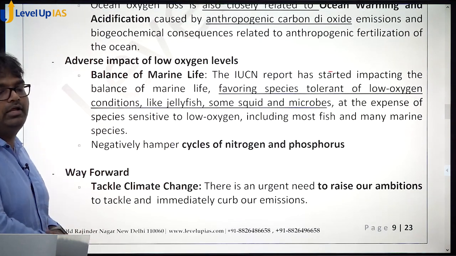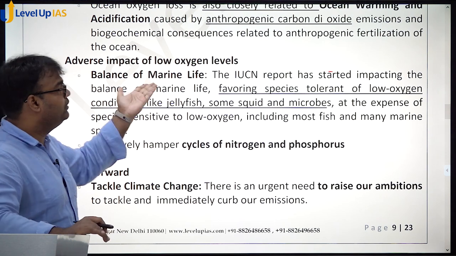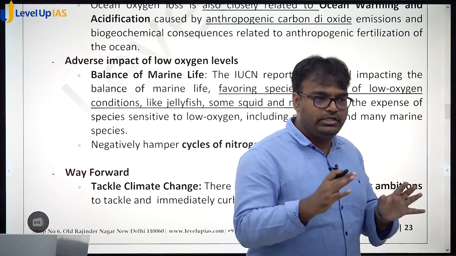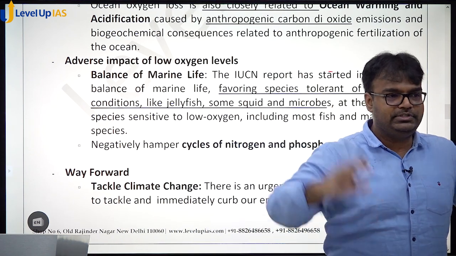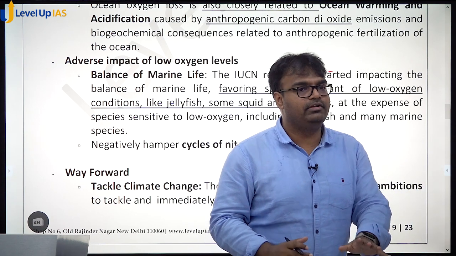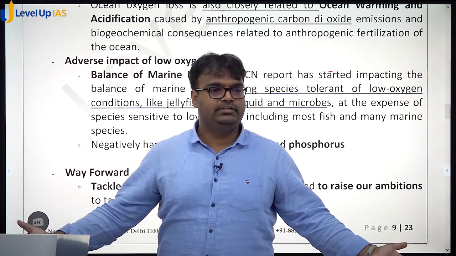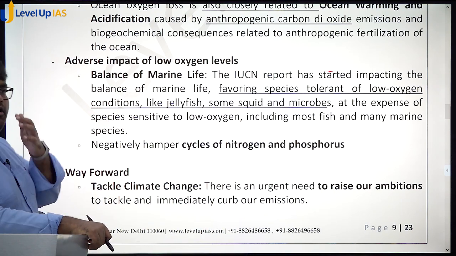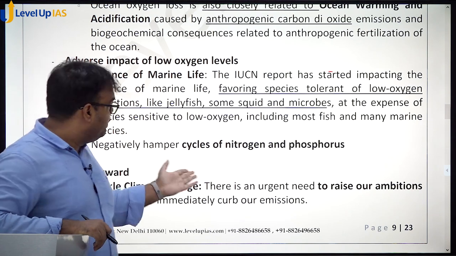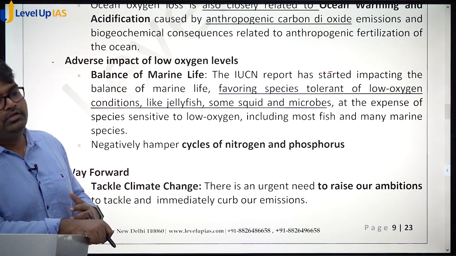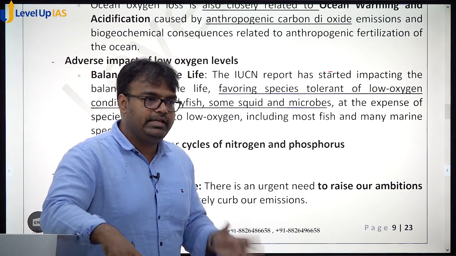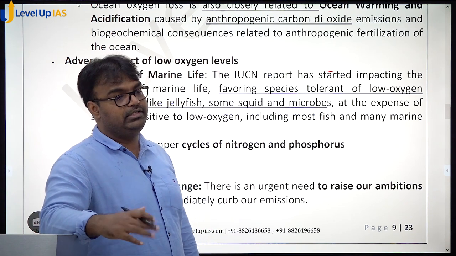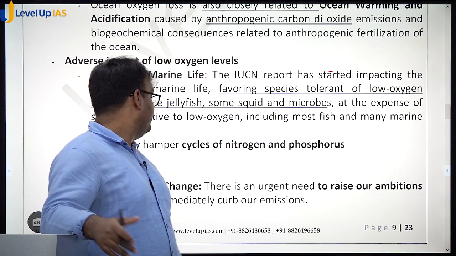How does deoxygenation impact life? The balance of marine life gets affected. Those species which are tolerant to less oxygen will be able to flourish. Species which are not tolerant to low oxygen levels will become extinct. So the marine biodiversity balance gets negatively affected. That is a problem. But in general, the nitrogen and phosphorus cycles in the ocean also directly or indirectly depend on dissolved oxygen available there. They would also be impacted, and this nitrogen and phosphorus may also get impacted.